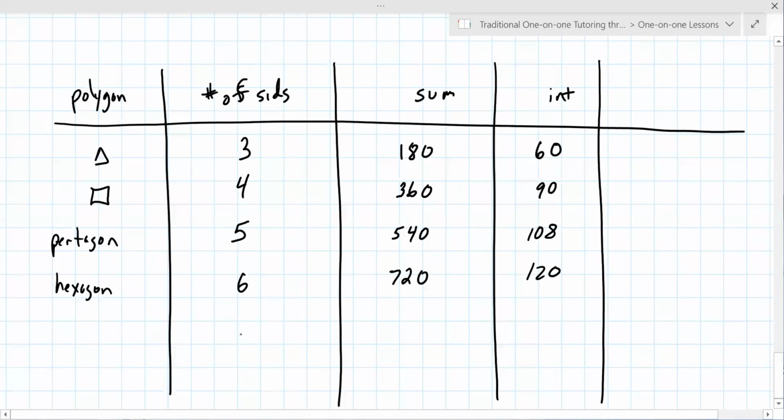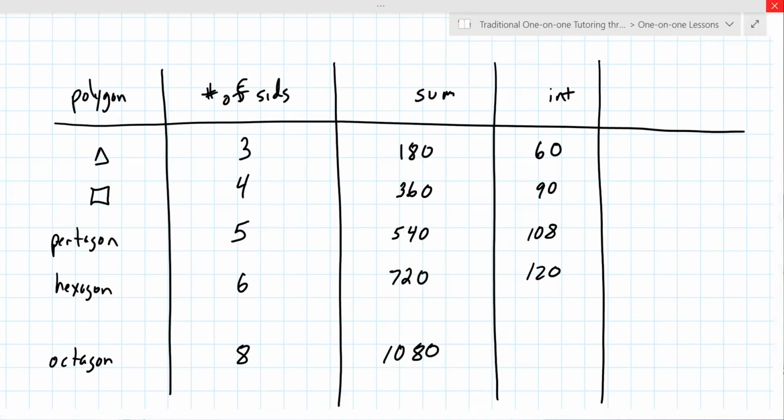All right. And so let's do an octagon here. An octagon has 8 sides. It's 1080, and 1080 divided by 8, I believe, is a nice number. Let me grab a calculator. Well, I don't have a calculator handy. It is 135 degrees. And I might as well do it for a heptagon.